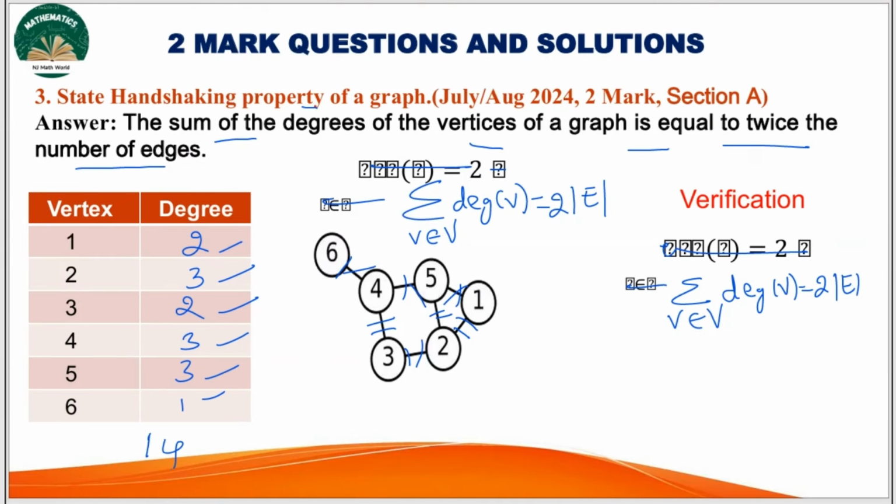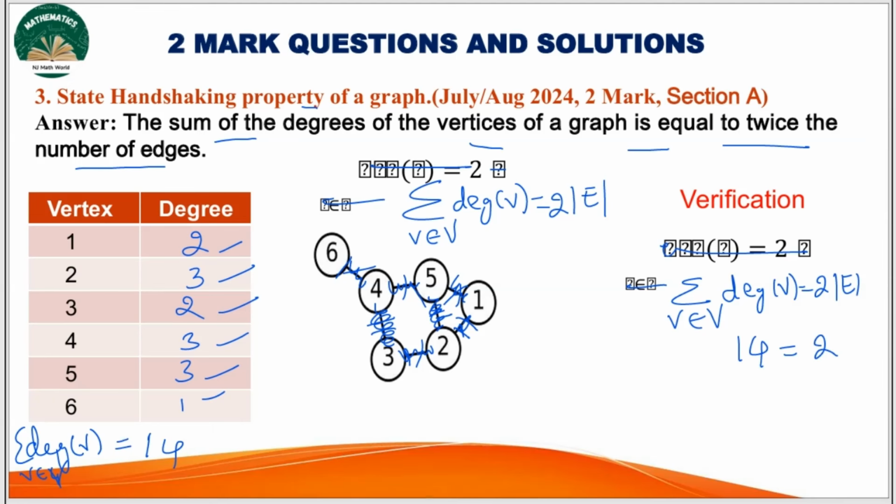So it is 14. So the sum of the degrees is 14. Sum of the degrees 14 equals 2 times the number of edges. Now you have to count how many edges there are. This is 1, this is 2, 3, 4, 5, 6, 7 edges.